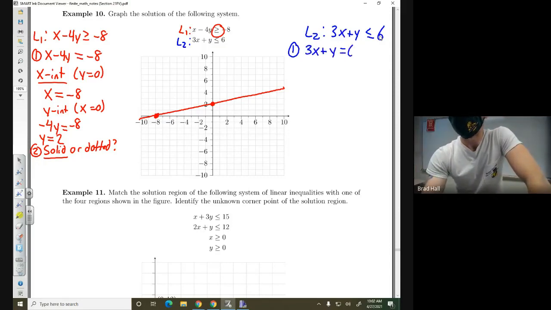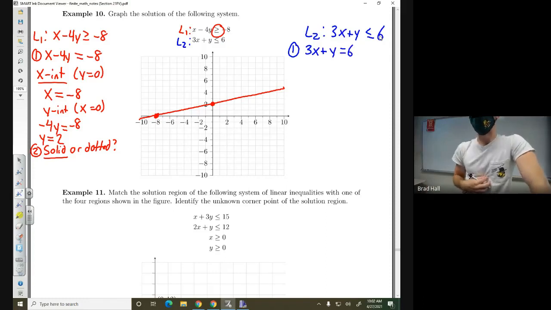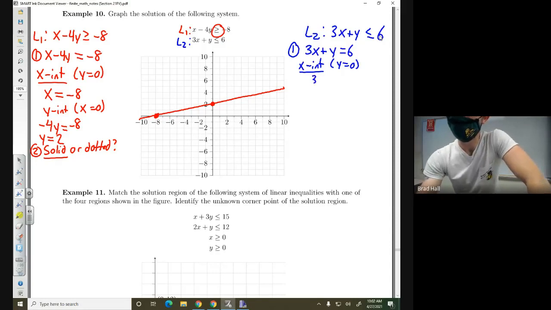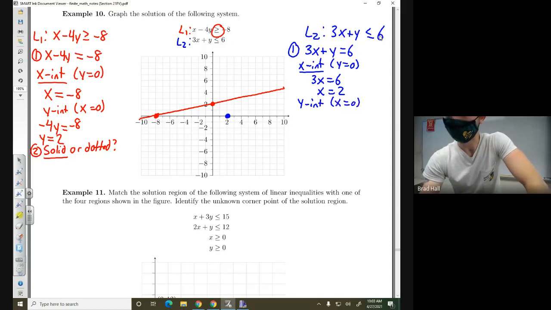The underlying equality is 3x plus y is equal to 6. And let's go ahead and find the x and the y-intercepts. Set y equal to 0, 3x is equal to 6, so x is equal to 2. Y-intercept, we set x equal to 0. And so this one works out nicely, y is 6.